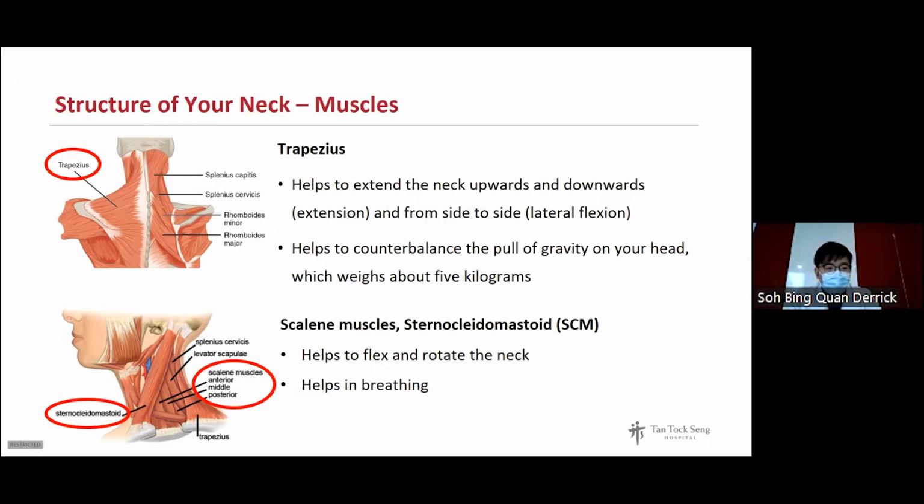That in Chinese we call it 富贵包, which is right behind on the neck here. Okay, so trapezius, that's one.